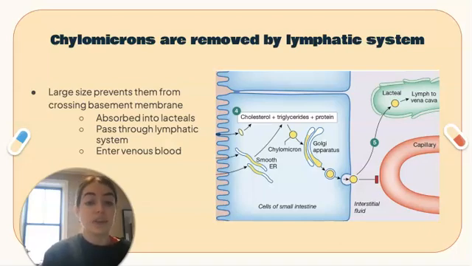Chylomicrons pass through the lymphatic system and enter the venous blood right before it flows into the right side of the heart. Some shorter fatty acids are not assembled into chylomicrons and can therefore cross the capillary basement membrane and go directly into the blood.